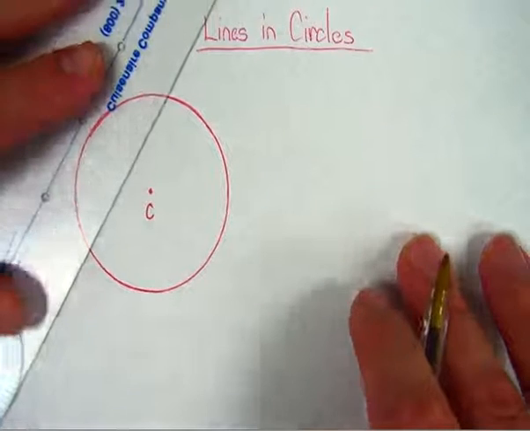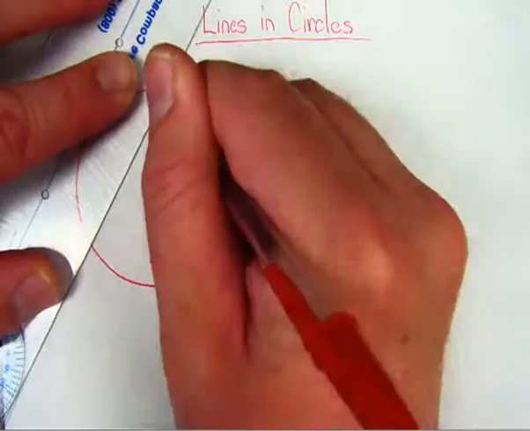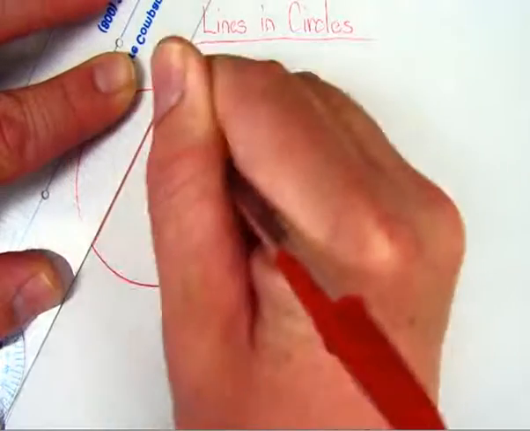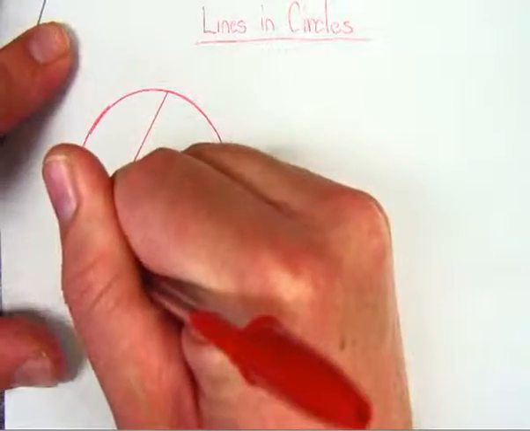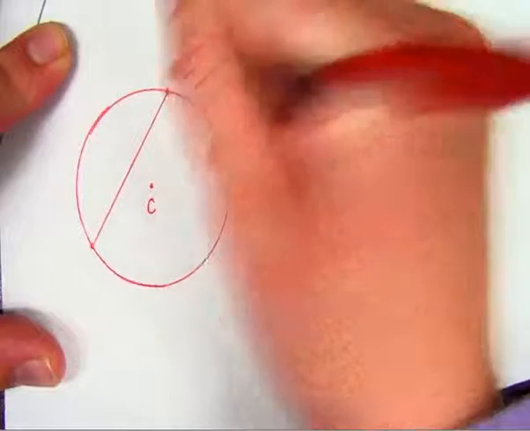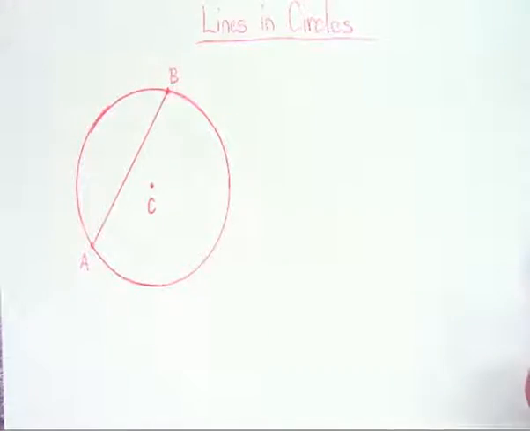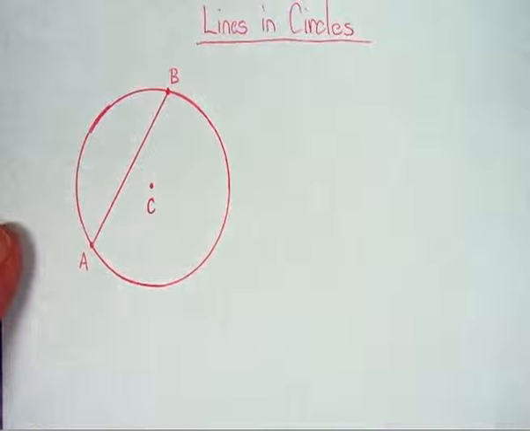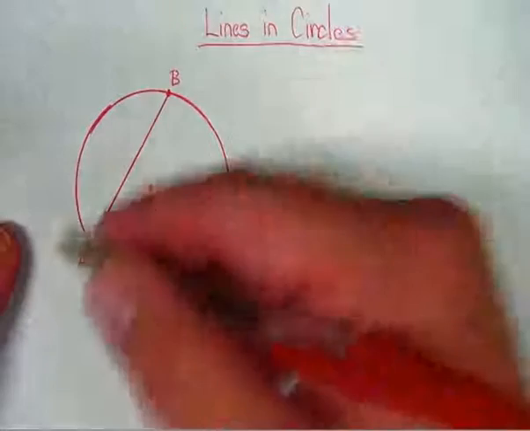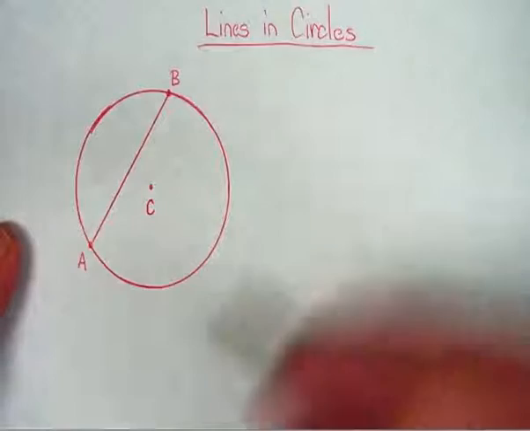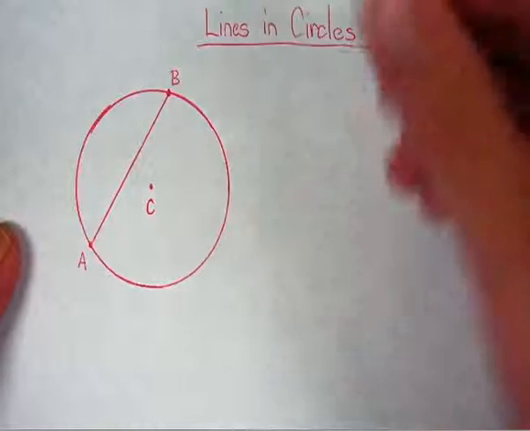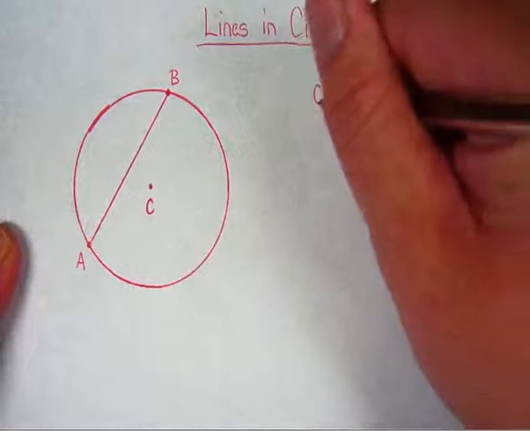And all a chord is, is any line that connects 2 points on the circle. So we'll name these points A and B. Segment AB would be called a chord because it connects points on the circle. That's the end of that sentence. I should have just stopped there. So let's get a definition for that.